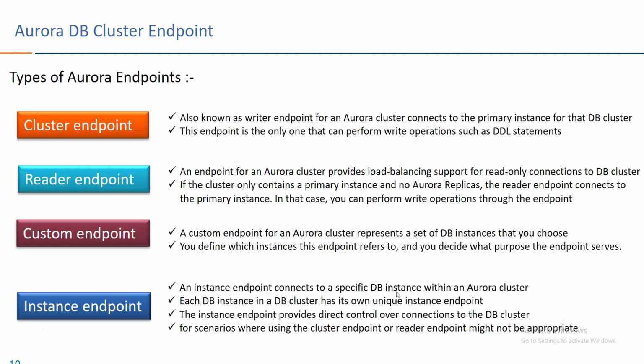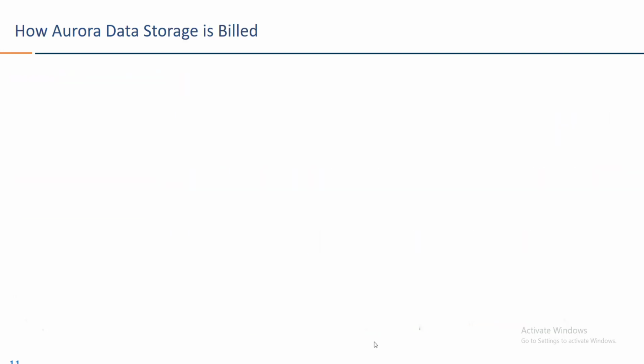Instance endpoint is a very specific case. It is an endpoint for a specific DB instance within the Aurora cluster. Each DB instance in a DB cluster has its own unique instance endpoint. The instance endpoint provides direct control over the connection. For scenarios where you do not want to use the cluster endpoint or a custom endpoint, you can use the instance endpoint.